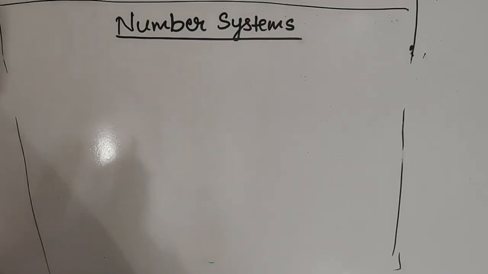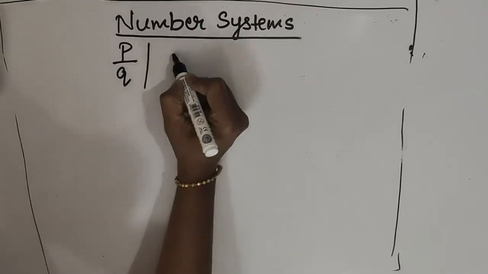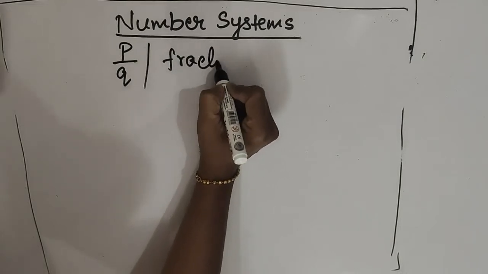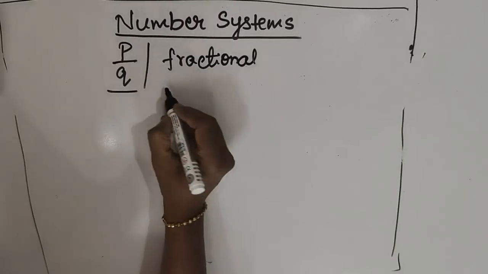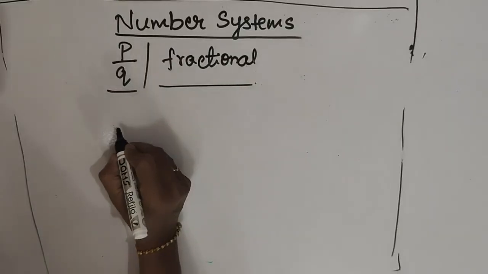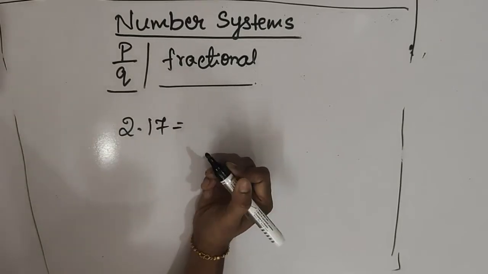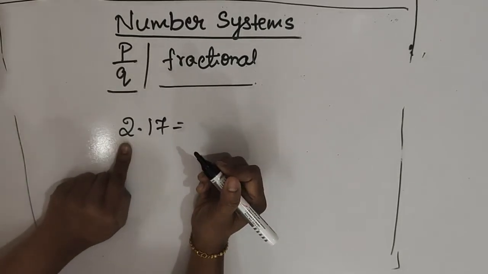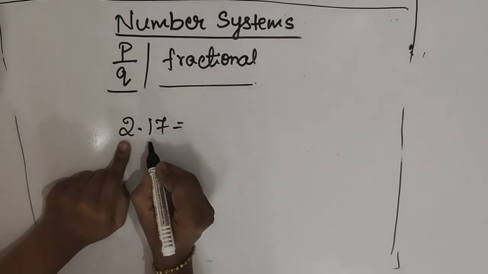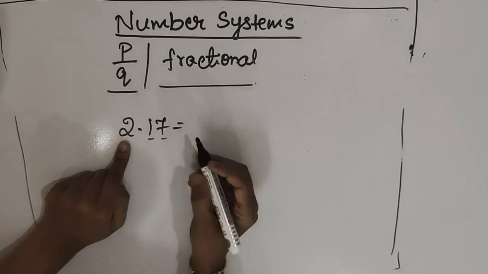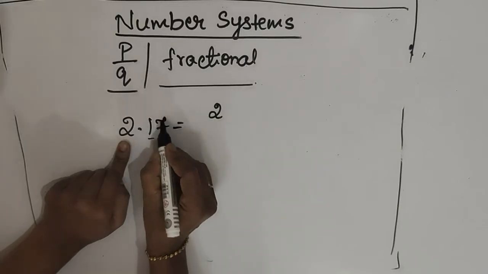Now our question is, we have to write the given decimal number in p by q form, or fractional form. For example, I take 2.17 and write it in the fractional form. 2 is the whole number. After the decimal point, you have to see how many places there are. So 2 is as it is. Now this one you write in the numerator.